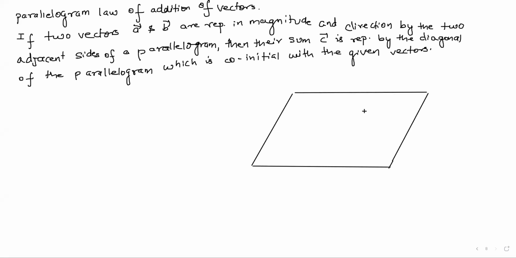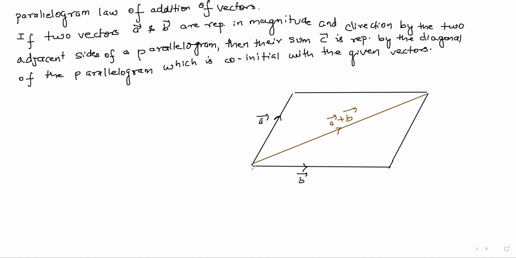Now the theorem is, if two vectors are represented in magnitude and direction by the two adjacent sides of the parallelogram. So these are the adjacent sides. Let this vector be A and this be B. Then, if you need to find the sum of these two vectors, its sum is represented by the diagonal of the parallelogram. So this is the diagonal of the parallelogram. Its sum is given by this one. So this diagonal A plus B will give you the sum of these two.